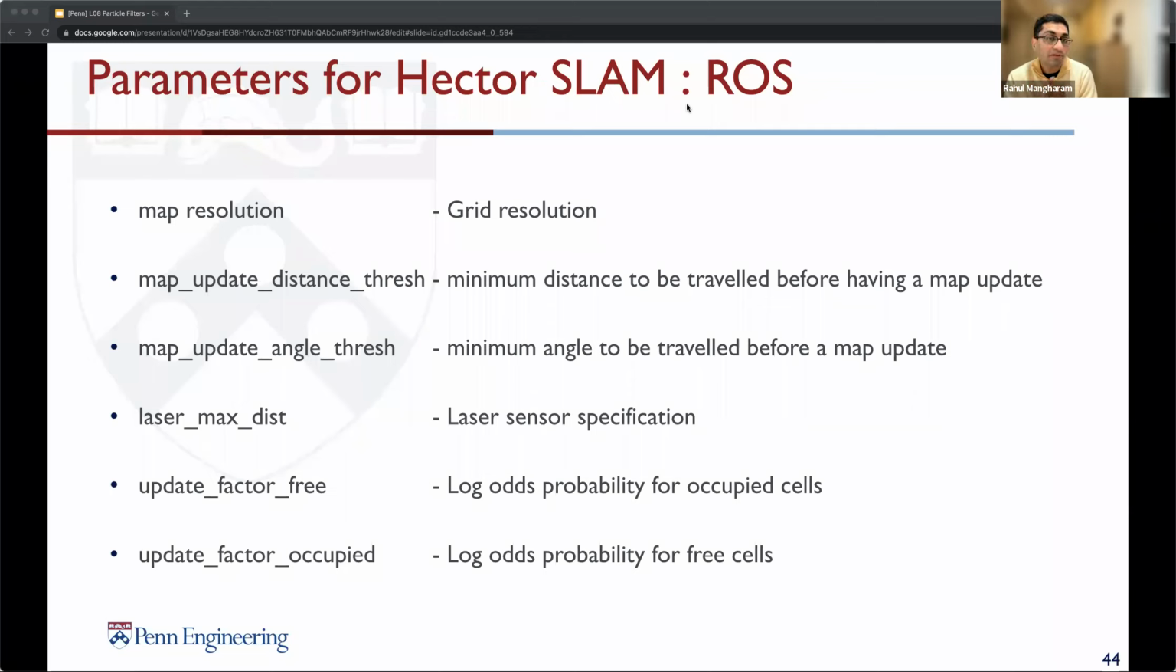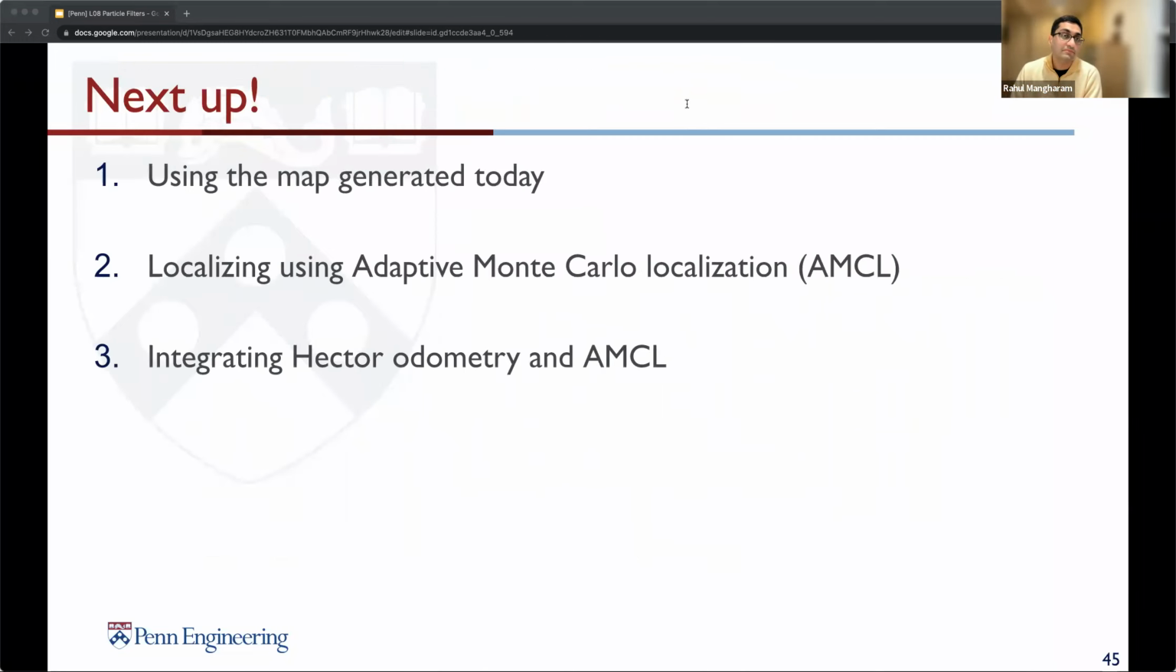In the SLAM tutorial, we will walk you through installing the package and using the basic launch file for your application. In the next section, we will go over the concepts and implementation details of the adaptive Monte Carlo localization and show you how to integrate the map and odometry we generated today for the localization package.